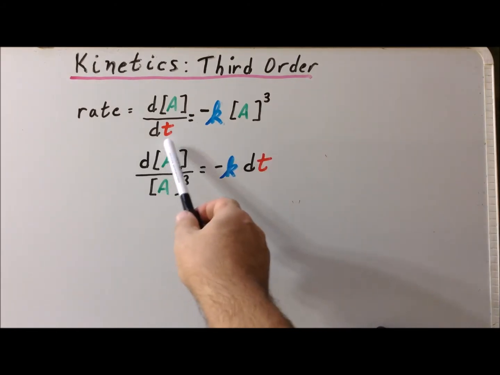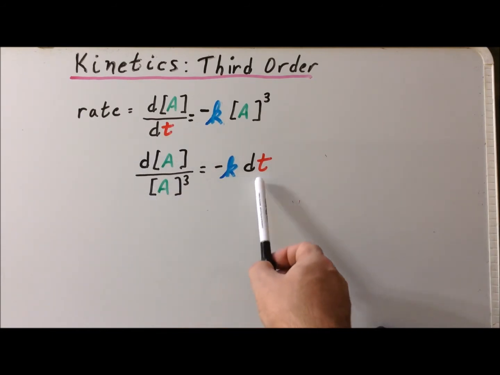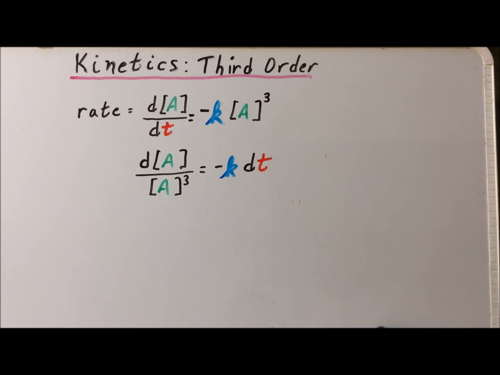To solve this differential equation, we use the technique of separation of variables. We multiply each side of the equation by dt and divide each side by the concentration of A to the third power. As a result, we get all the terms that involve A on the left-hand side and all the terms that involve t on the right-hand side.